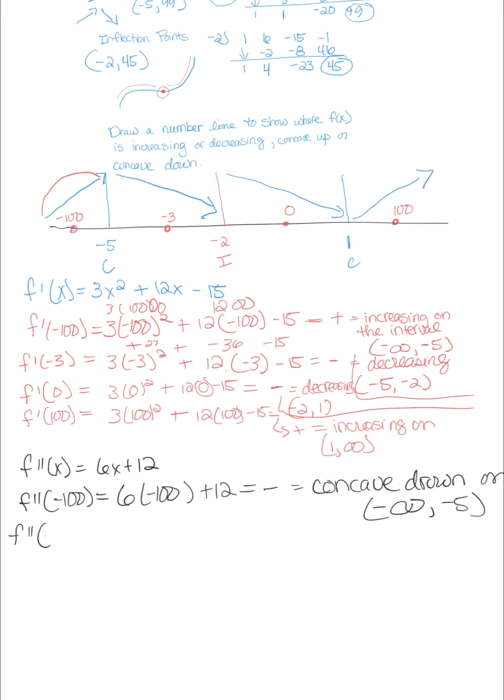All right, so then we have our test value of -3. 6 times -3 plus 12 equals, this is going to be what, -18? So we have decreasing because it's negative. Oh, hold on, sorry. I shouldn't say decreasing. I should say concave down. Concave down from -5 to -2.